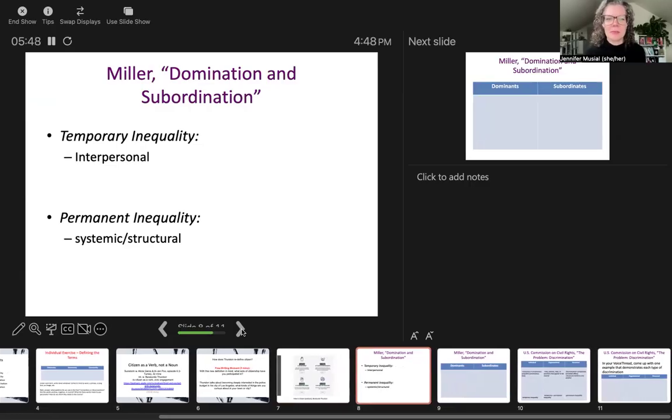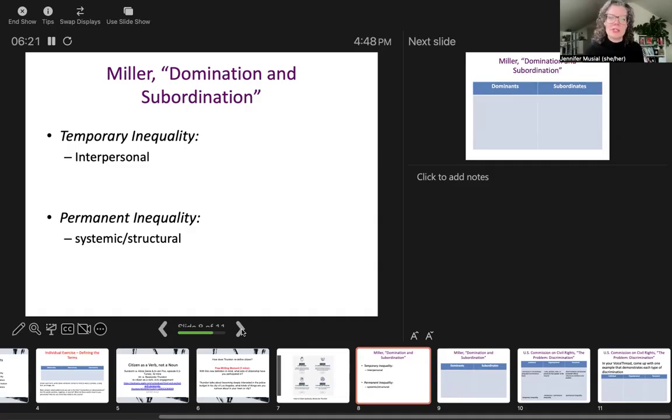Jean Baker Miller has this chapter in your textbook called Domination and Subordination. And in this, she develops a few frameworks, a couple I want to highlight: temporary inequality and permanent inequality. Temporary inequality, she says, is usually something on the interpersonal level. It involves two people where one person has more power than another, but this is a temporary situation that is going to change.